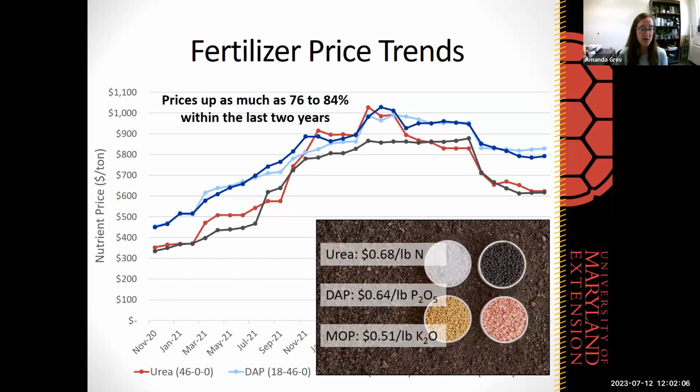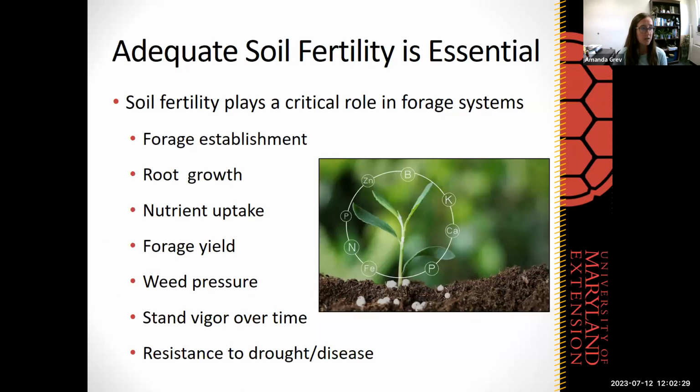And here's just a cost breakdown of some of those different nutrients based on the individual types. So nitrogen, phosphorus, or potassium. I just throw those numbers up there because we're going to use those a little bit in some calculations as we go through the presentation today and talk about what these costs mean and how we can apply that to forage systems.